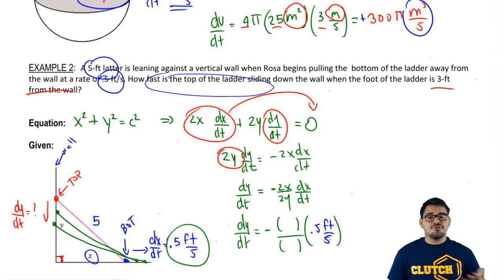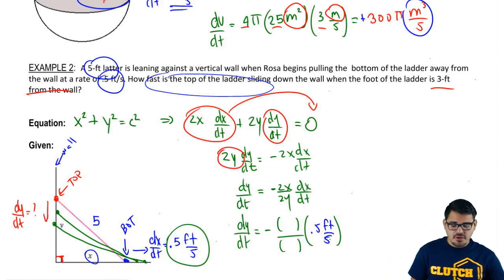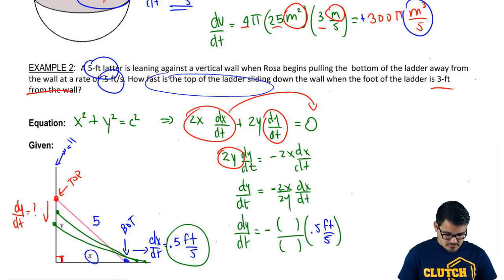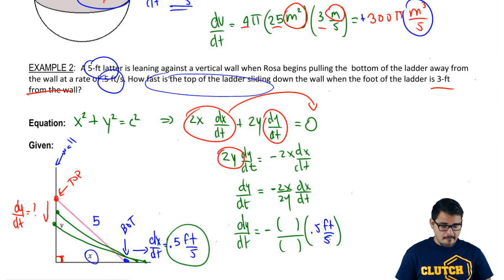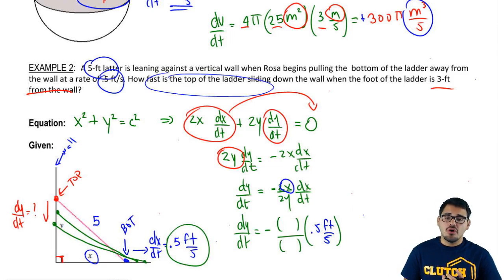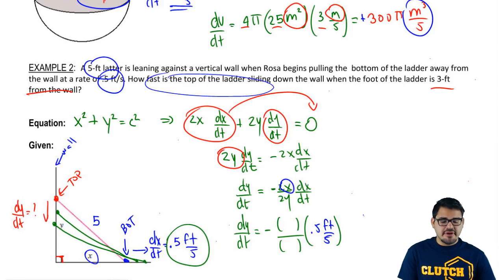So that is the first thing that we know. And then we're going to talk about the x and the y. Here we have to talk about the x, and that is the x coordinate, or the x distance from the wall in this scenario, right? In this scenario, it is going to be 3 feet from the wall. So in this case, our x is going to be 3, right?